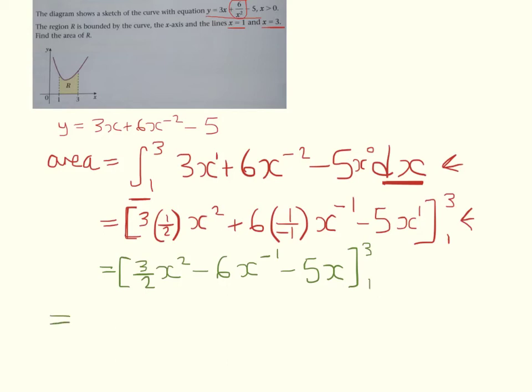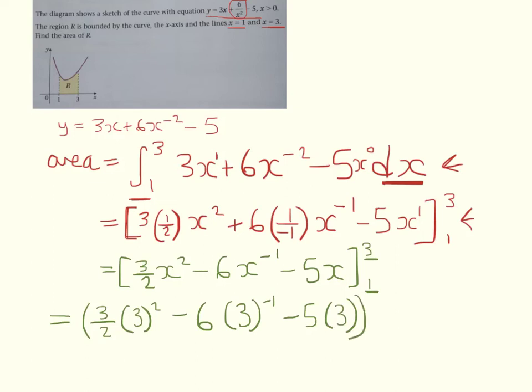Now, next bit of new notation. It goes from square brackets to curly brackets as we substitute these numbers, our limits, in. First let's substitute the 3 in, so we've got 3 over 2 times 3 squared minus 6 times 3 to the -1 minus 5 times 3. Close those curly brackets, and now another set which we're taking away. We're taking away some curly brackets with the 1 substituted in. So 3 over 2, 1 squared, minus 6, 1 to the minus 1, minus 5 times 1. Then we close our curly bracket. So we've substituted our numbers in.